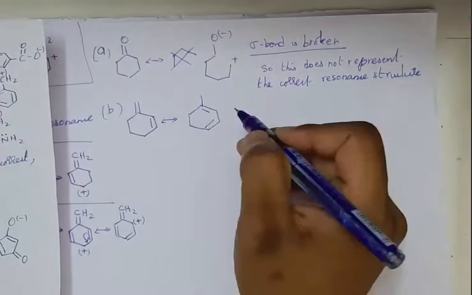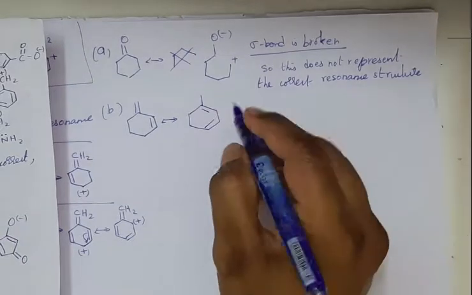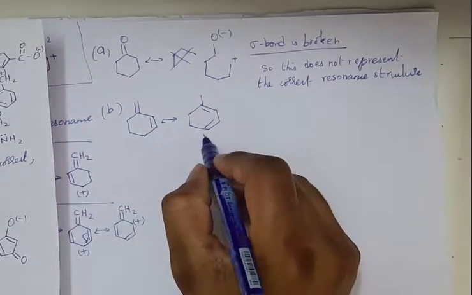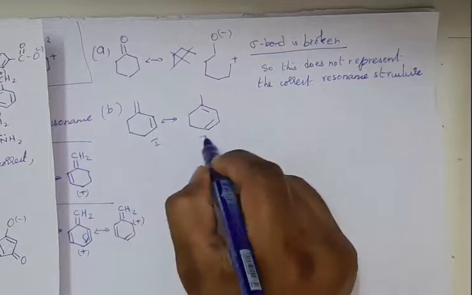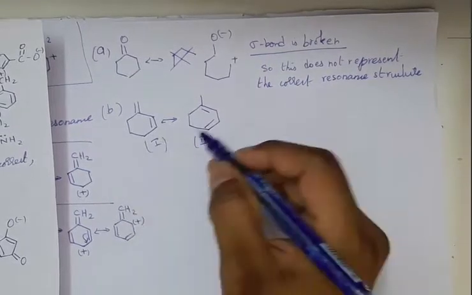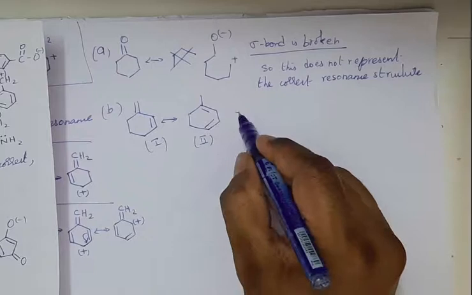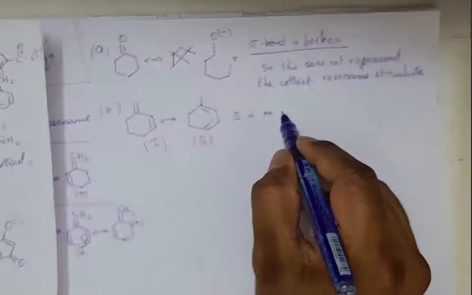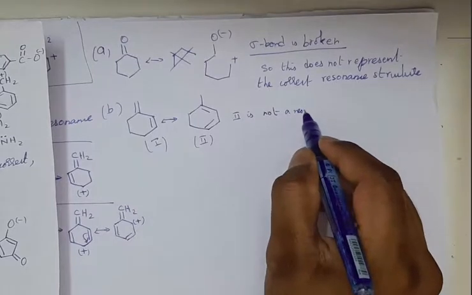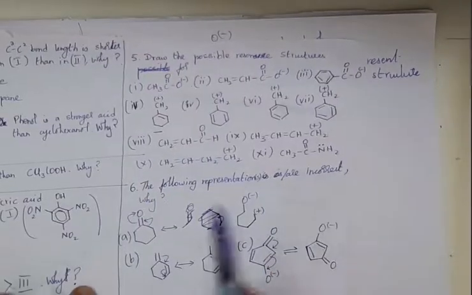Okay, so the question is why this structure, let's label that 1 and 2, why 2 is not a resonance structure of 1. The following representations are incorrect. Why? So why is it incorrect?